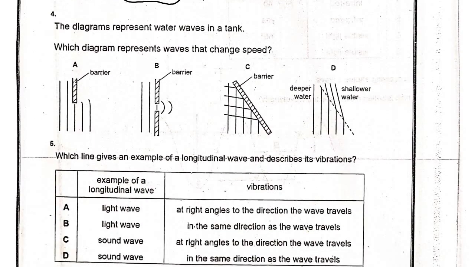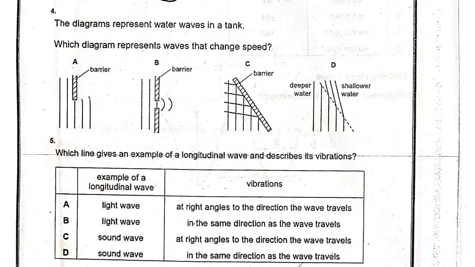Now let's see question number 4. The diagram represents water waves in a ripple tank. Which diagram represents that the speed of the wave has changed? So speed is changed during a process known as refraction.